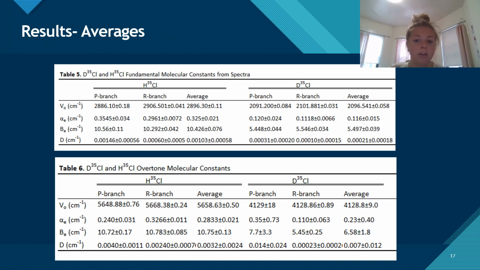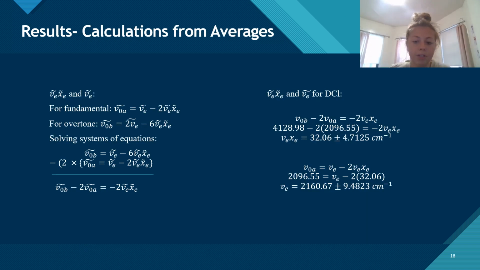From this point in the calculations forward, we used averages, so these two tables just summarize for fundamental and overtone. Here we can see that the rotational constant for HCl is greater than the rotational constant for DCl for both fundamental and overtone, which accepts hypothesis 1 that the rotational constant of DCl will be less than that of HCl. So using the averages, we were able to determine V sub E, X sub E, and V sub E.